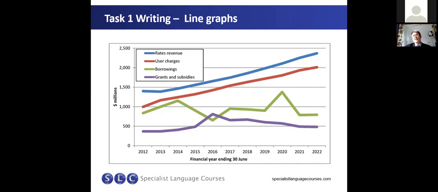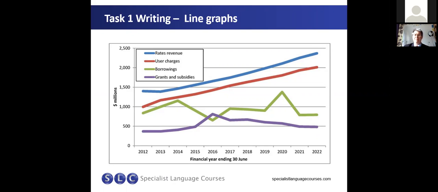So trends on that one, you could say the borrowings line fluctuates, the grants and subsidies peaks and then gradually subsides. So that's a fairly typical sort of graph. You might have 3 lines, occasionally just 2. There are not that many different points or plots on it. There are only about 10. So fairly easy to understand that one.